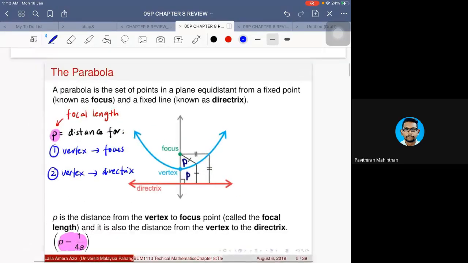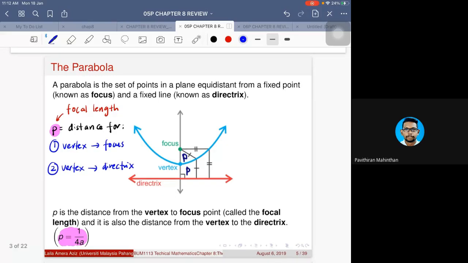Okay, next let's start talking about the content of chapter 8. Macam saya cakap tadi, so kita akan discuss about the parabola and also the ellipse. Okay, ni adalah contoh parabola. Okay, parabola ni, dia kata, this is the definition. Dia adalah the set of points in a plane equidistant. Equidistant ni maksudnya distance yang sama. From a fixed point known as focus and a fixed line known as directrix.